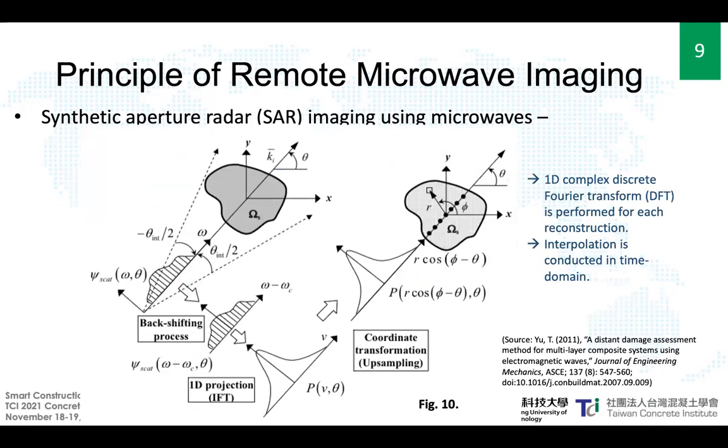Conceptually, SAR imaging is a 1D complex discrete Fourier transform. And at the end, once we have the sub-images reconstructed, interpolation will be used to refine the image resolution, and then the final SAR image will be formed by using image superposition.